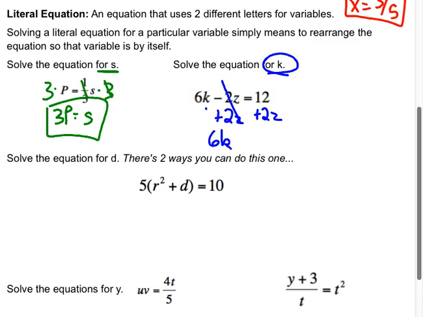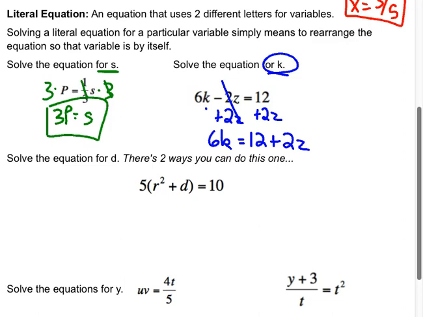So 6k equals, now here's a tricky thing. The 12 and the 2z, okay? Those are not like terms, right? 12 is literally just a number. The 2z, well, it has a z in it. It can't combine with a normal number. So remember, in this instance, you actually have to leave them separate, right? You can't combine those two things together.